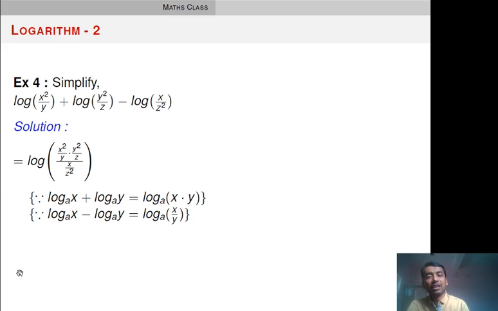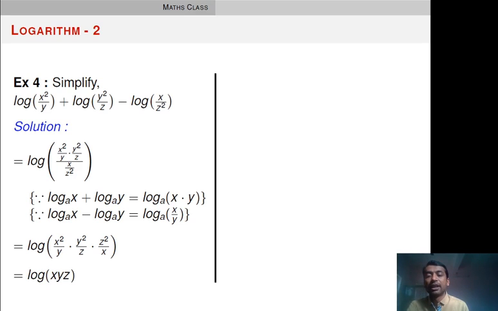Now let's take the denominator into the numerator, so it will be inverted. It means we get log of x square upon y into y square upon z into z square upon x. Now cancel out what you can inside the bracket. So x will be cancelled, y and z, all three, appearing once in the numerator and denominator, get cancelled, and we are left with log of x y z.